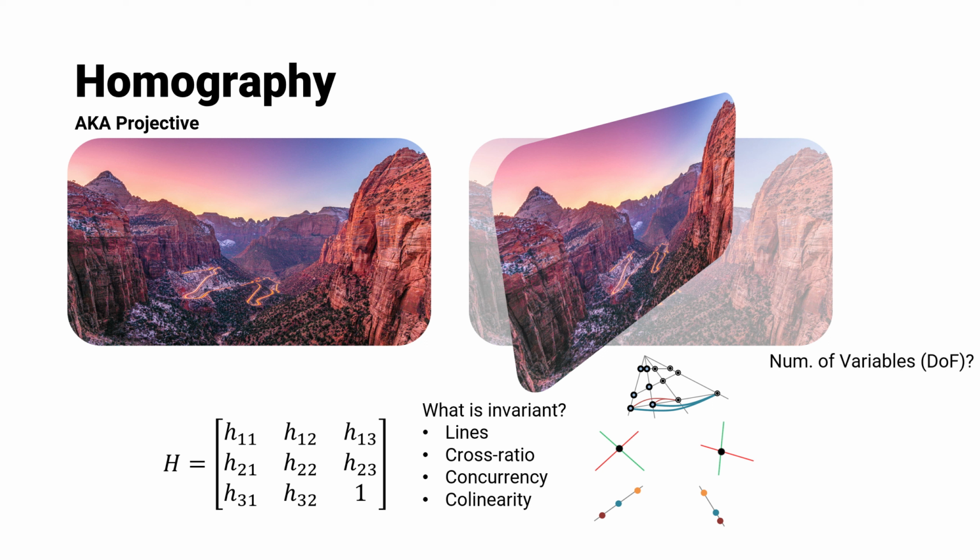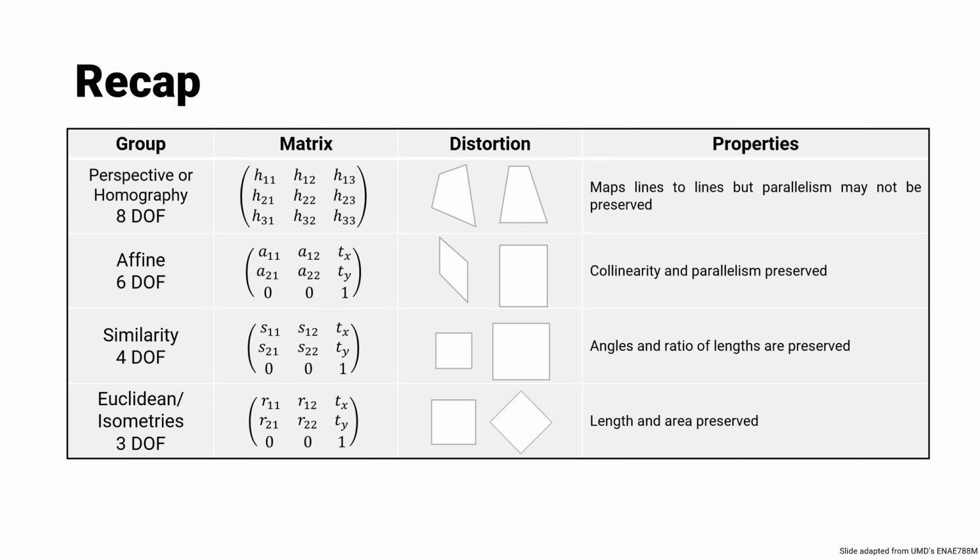How many variables does this have? Fairly easy to read, 8. Number of point pairs, fairly easy to see, 4. Great. So just to quickly recap, this is what it looks like. Pause the video, look at this, and it's a fairly simple thing. As you go from bottom to top, you add more and more degrees of freedom, and fewer things get preserved. Beautiful.